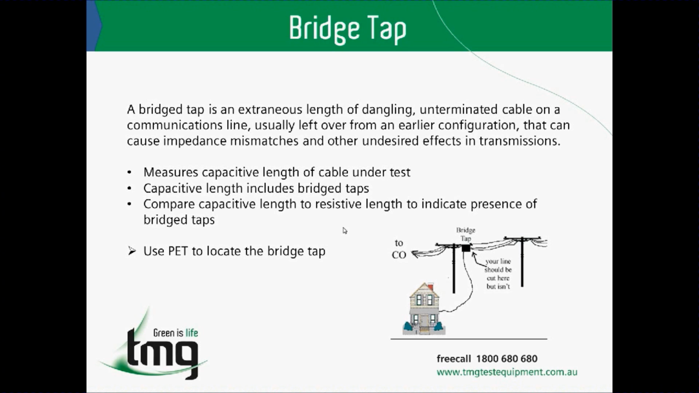In order to determine a bridge tap, we have to measure the capacitive length of the line and compare it with the resistive length of the line. We can use the pulse echo tester to locate the bridge tap. To summarize, we have to compare the capacitive length with the resistive length measurements that we are performing with our HST3000, and then, as a final step, use the PET function to locate the bridge tap.